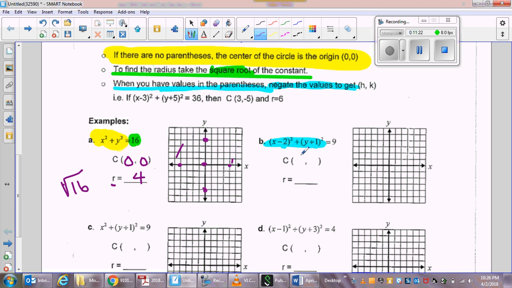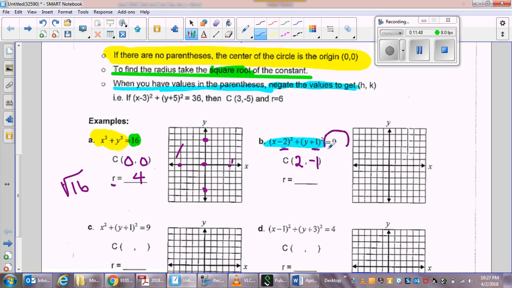Okay, and the same thing here. I wanted to find the center. When you have the value in parentheses, negate the value. So I have a negative 2 here and a positive 1. So the negation of negative 2, what's the opposite of negative 2? Positive 2. What's the opposite of a positive 1? Negative 1. That is what the center is.